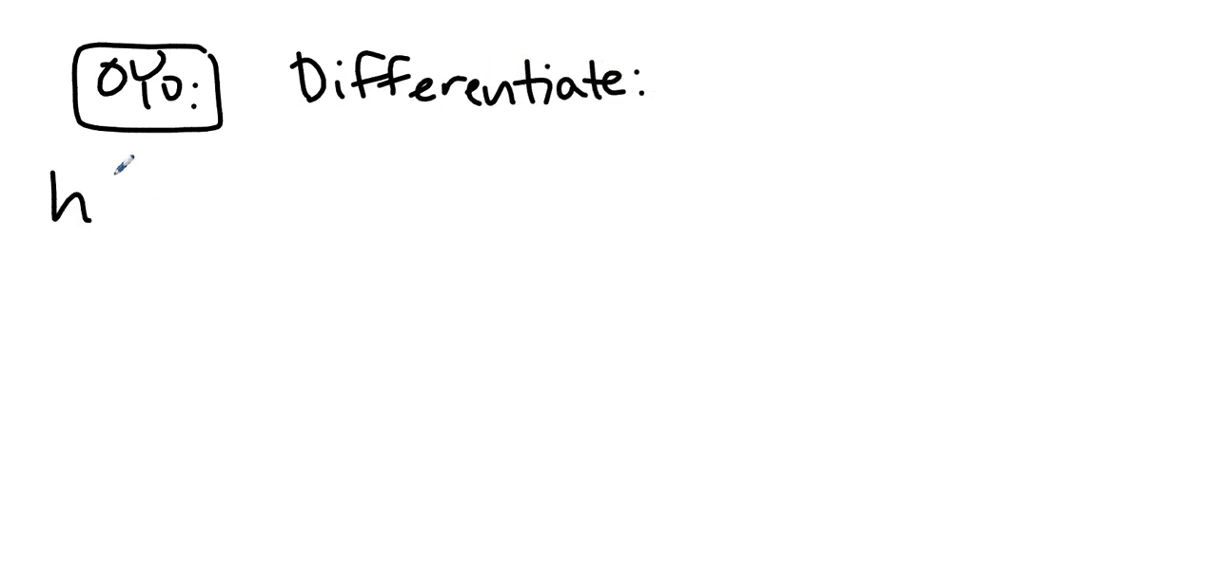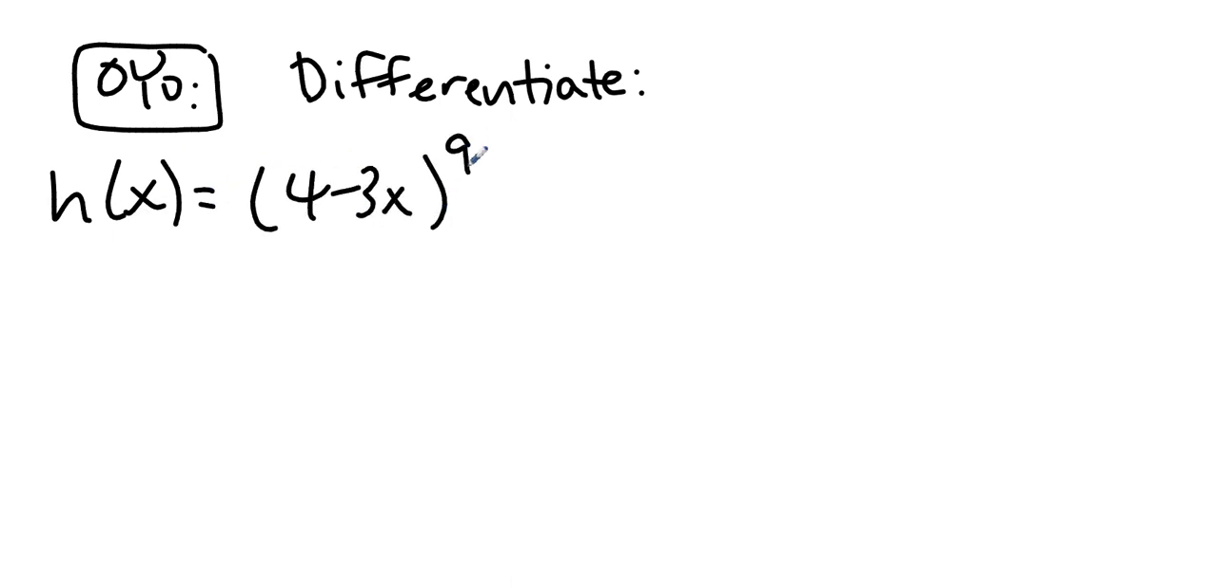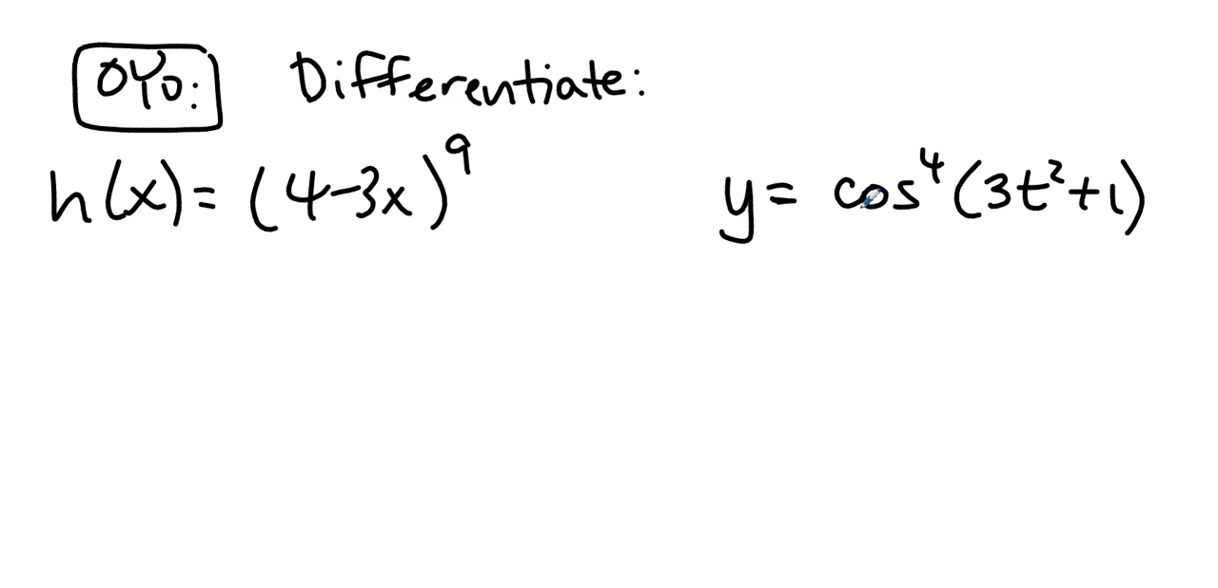There are things that you should be able to do at this point. There are things that I commend to you. I'm going to ask you to differentiate. One of the functions will be 4 minus 3x to the 9th, and the other one will be the cosine to the 4th of 3t squared plus 1. We'll see. This is fairly straightforward. This is a little bit more complicated. One more thing before we go.